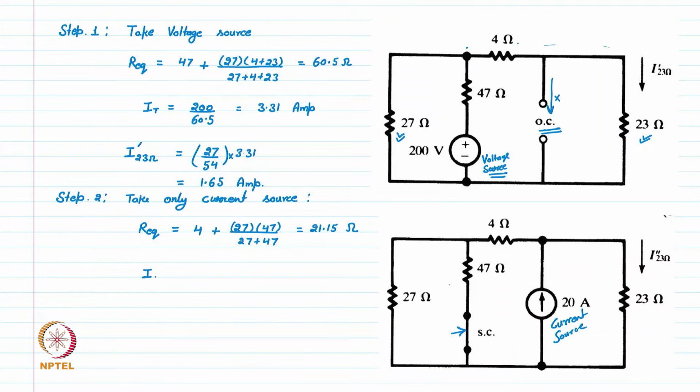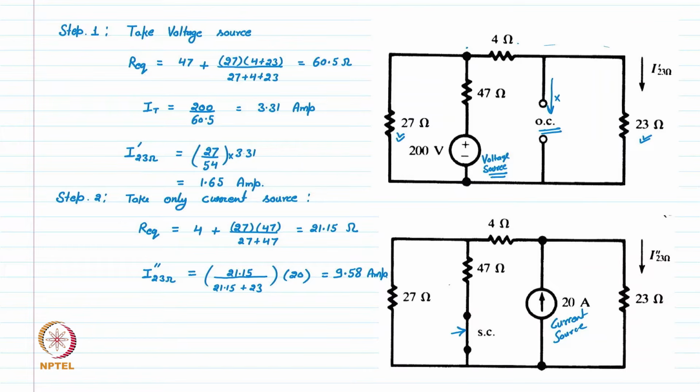So we can say in the 23 ohm resistance, current I double tick will be 21.15 divided by 21.15 plus 23, into the current source, which is 20 amps. This comes out as 9.58 amp.